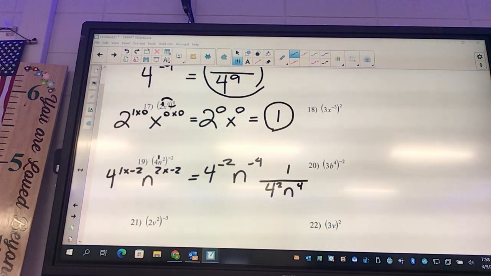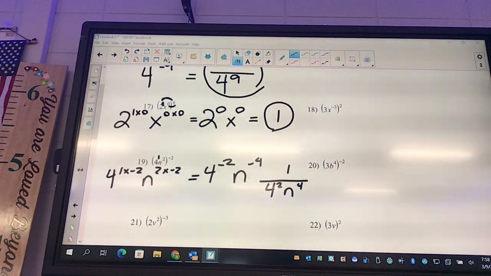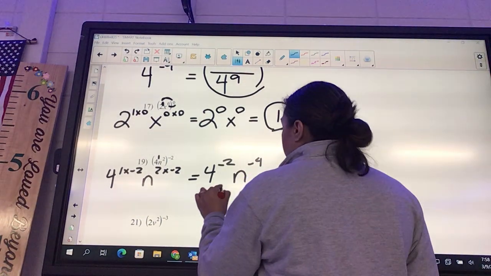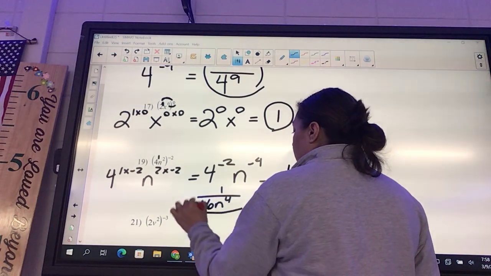Now, when we do letters and numbers, we don't leave it like that. It needs to be fully simplified. What is 4 squared? 16. Okay, and I kind of ran out of room, but 1 over 16 n to the 4th.